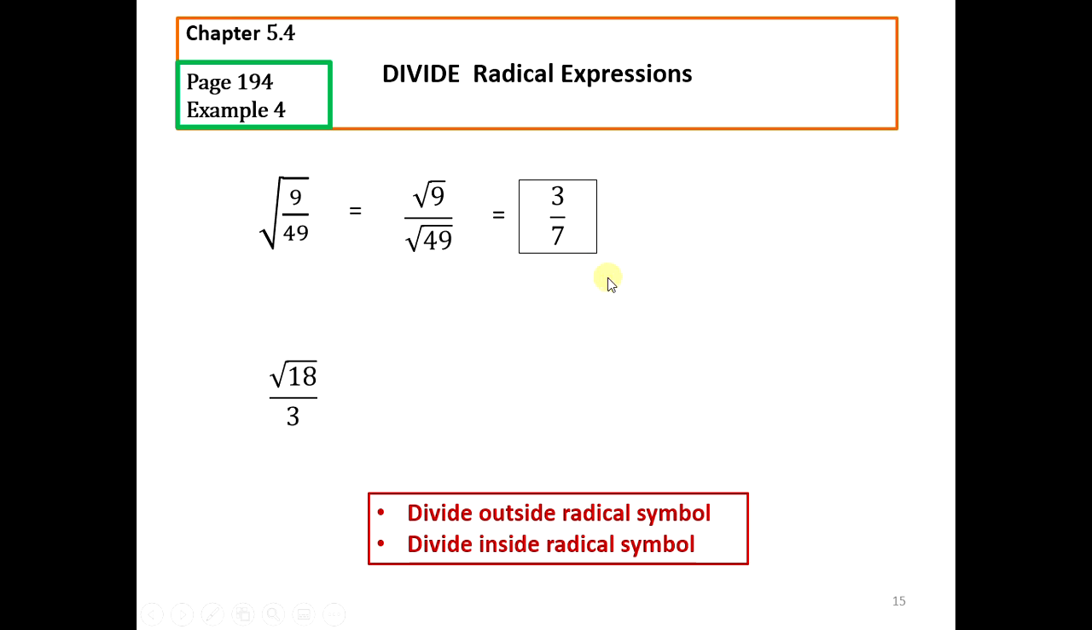Next problem. Square root of 18 over 3. You cannot divide the 3 into the 18 and get 6, because this is not just 18. This is the square root of 18, and that's a different number. We're going to take this 18, and we're going to try to get two factors, where one's a perfect square, 9 times 2. That comes out to be 3, square root of 2, over 3. We cancel the 3's. Notice the 3 is multiplying the square root of 2. So the square root of 2 is the answer.